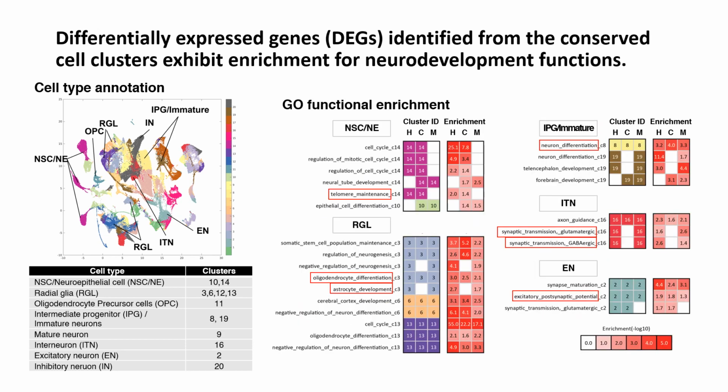And moreover, the enrichment test of cluster-specific DEGs shows that the identified cell type-specific clusters also have functional conservation, especially for the biological pathways related to neural cell differentiation and mechanisms. For example, cell clusters annotated as cell types having pluri- or multipotency, such as neuroepithelial cells and radial glia, are enriched for functions like cell cycle regulation and telomere maintenance, whereas more differentiated intermediate progenitors are enriched for neuron differentiation. Also, enrichment for cell type specific functions could be reconfirmed, such as oligodendrocyte and astrocyte differentiation for radial glia or excitatory synaptic function for excitatory neurons.